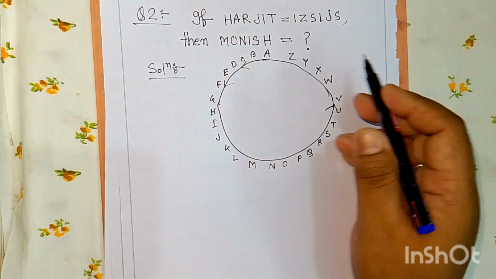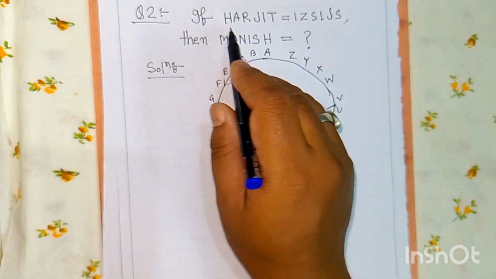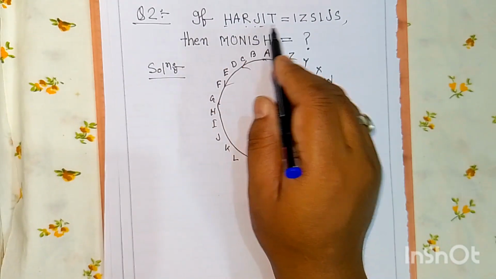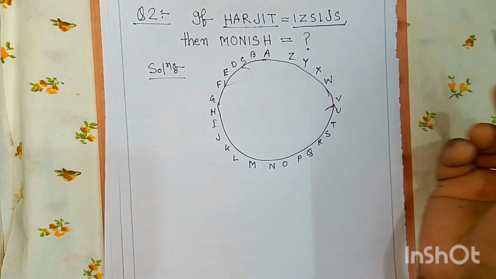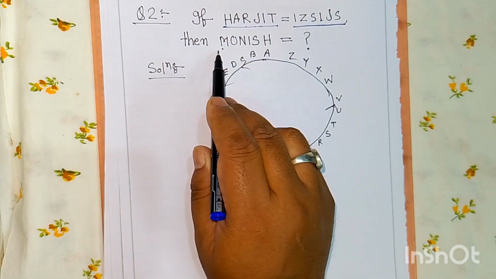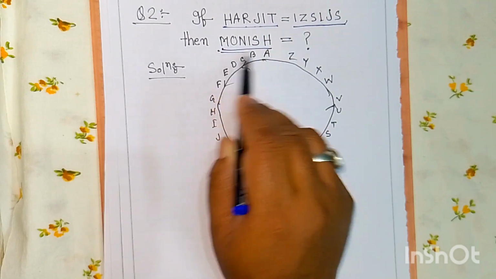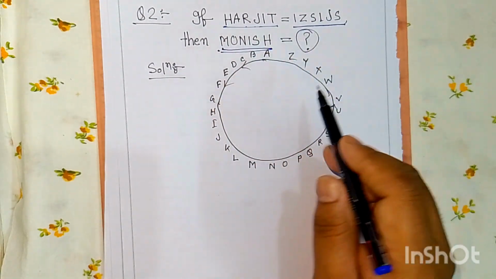Yes, viewers, now come to the next question. Here the word HARJIT is coded as IZSIZS. And what is the coded word of MONISH?